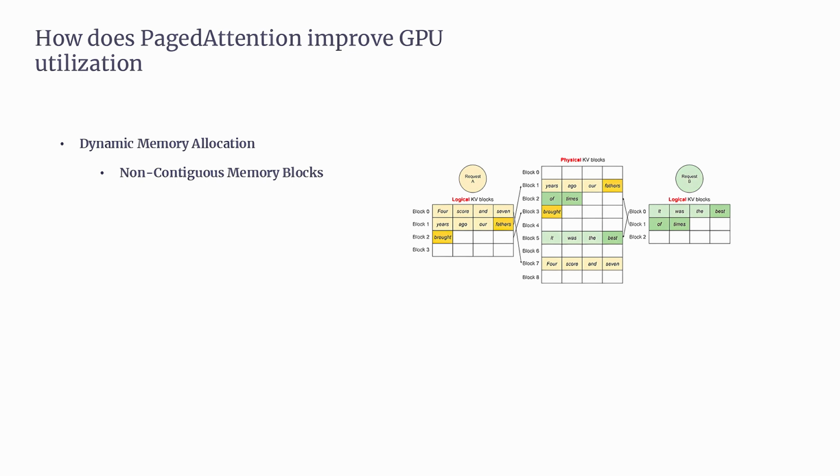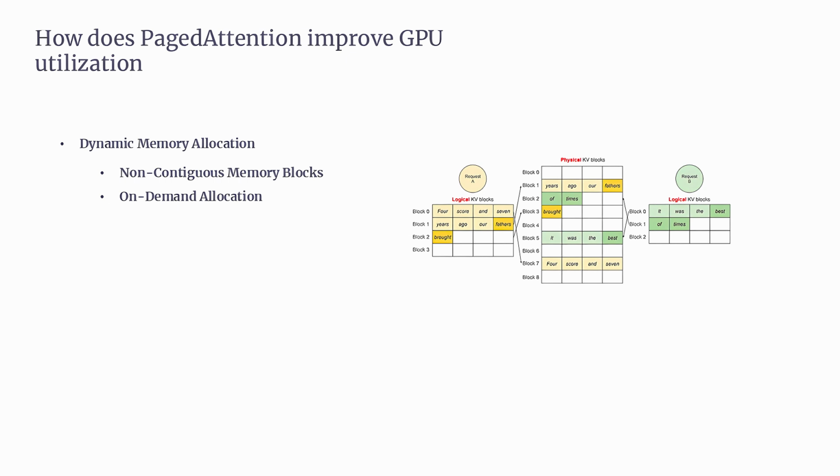This reduces wasted space, which is often caused by fragmentation, both internal and external. 2. On-demand allocation. Another important aspect of paged attention is how it allocates memory dynamically, only when it's actually needed. This ensures that memory is used as efficiently as possible. It minimizes both internal fragmentation, wasted space within blocks, and external fragmentation, unused gaps between blocks. By allocating memory only when necessary, paged attention ensures that the GPU's memory is used to its fullest potential.